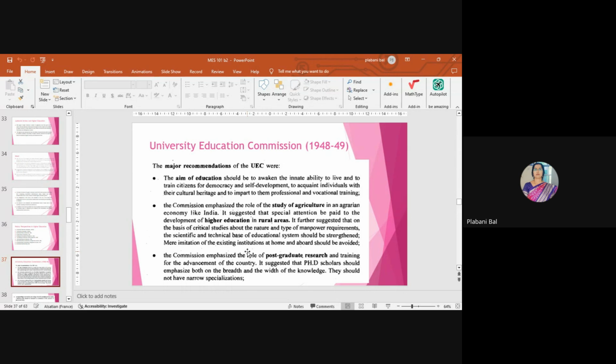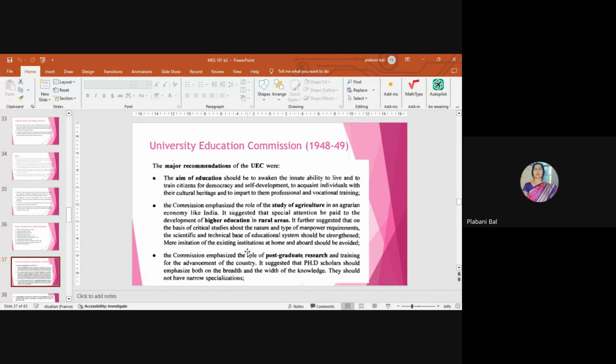Then the next recommendation was on postgraduate research. The Commission emphasized the role of postgraduate research and training for the advancement of the country. It suggested that PhD scholars should emphasize both the breadth and depth of knowledge. They should not have narrow specialization. This was the recommendation regarding postgraduate research.